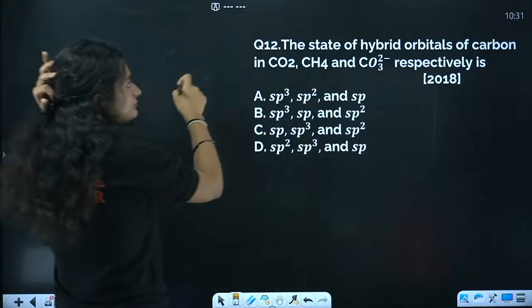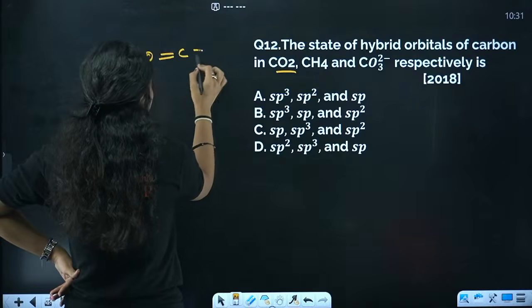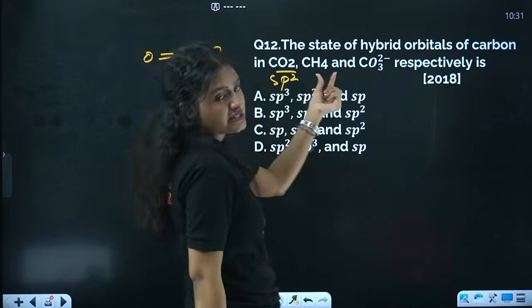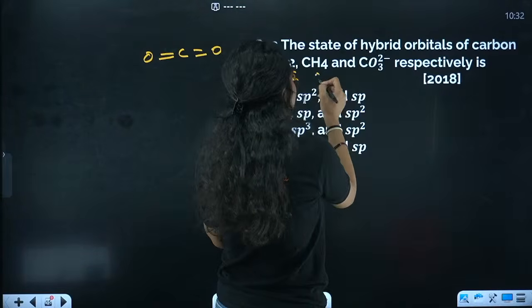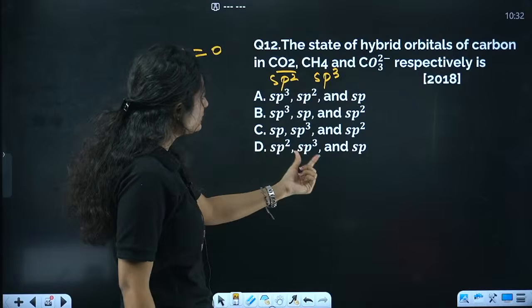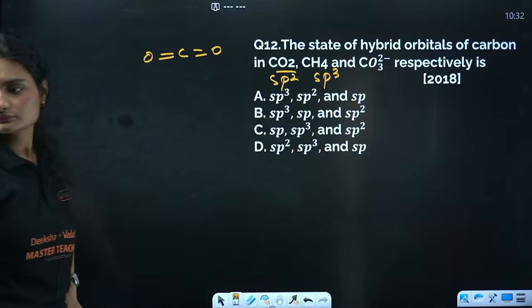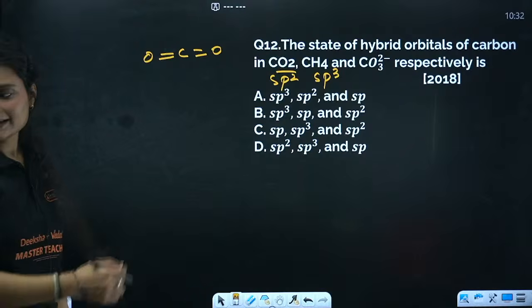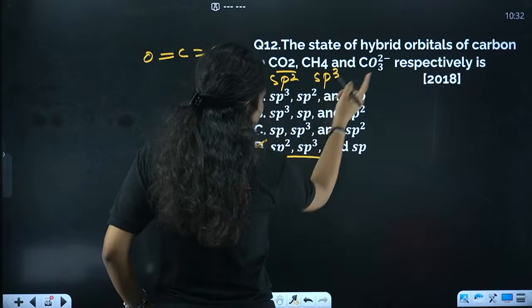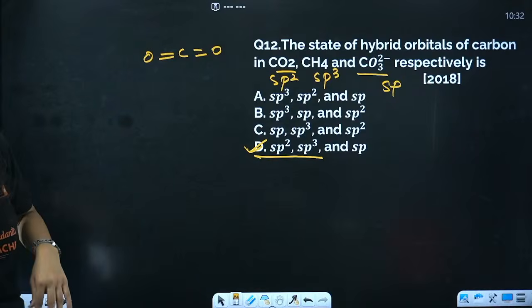Now answer this one. Hybridization of CO2. If I am correct, even without calculating it, I know the hybridization is sp2. For CH4, the hybridization is sp3, because all the bonds are single bonds. Now, if I know sp2 and sp3, I already know the answer, don't I? sp2 and sp3, right? And this again will have a hybridization of sp. The correct answer is option D.